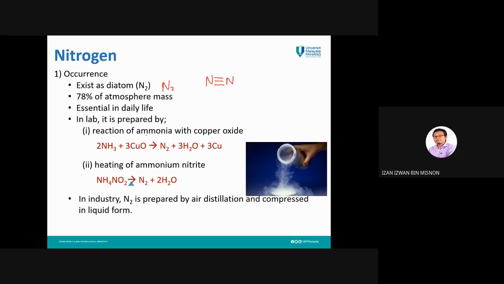So the first reaction is the reaction of ammonia with copper oxide. So in this case, ammonia reacted with copper oxide will produce nitrogen gas, releasing water and reducing the copper. The second one is heating ammonium nitrate, NH4NO2. We will heat it at high temperature. It will produce nitrogen gas and also water.